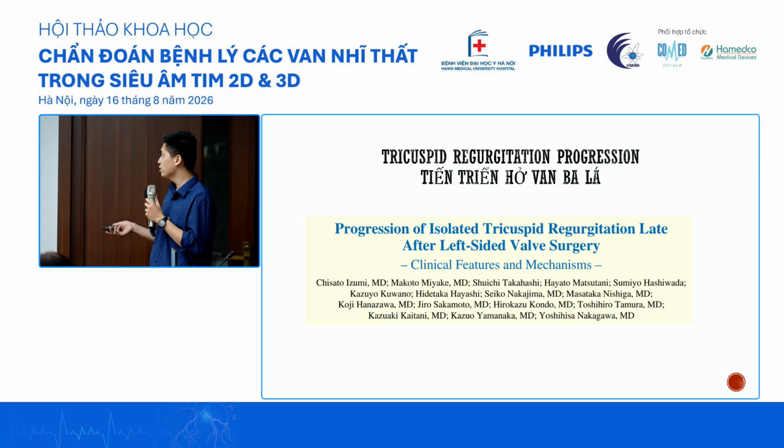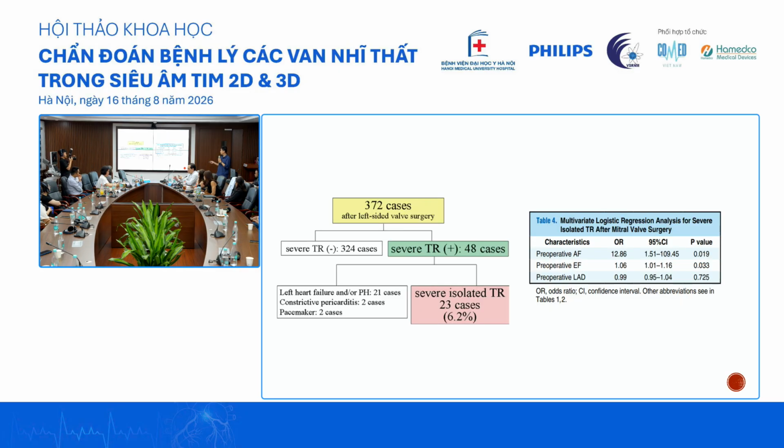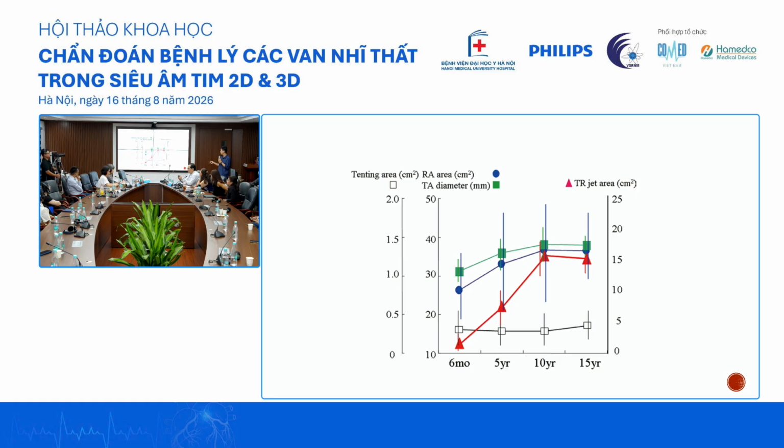Another point is that in the past, we seemed to think that if we fixed the left side problem, the tricuspid regurgitation was going to go away. But from research, we have also realized that it's not going to go away. Sometimes TR develops after successful mitral or left side valve surgery. In some of these cases, the rate could be up to 6%. And the predictors are preoperative AF and a worse ejection fraction before operation.